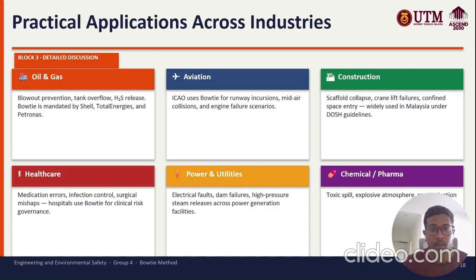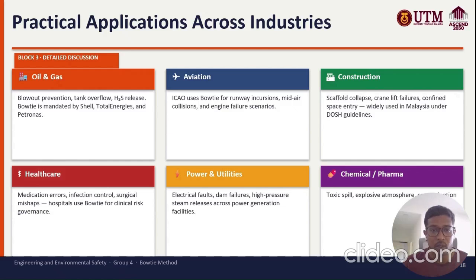Now that we understand how the bow tie is structured and built, let's look at where it's actually being used in the real world, because this method isn't limited to just one sector. Starting with the oil and gas industry, this is where bow tie is most used. Companies like Shell, Total Energies, and our own national oil company Petronas mandate it for major hazard scenarios like gas blowouts, tank overflows, and H2S releases. In fact, Shell was one of the first organizations that formalized the method back in the 90s.